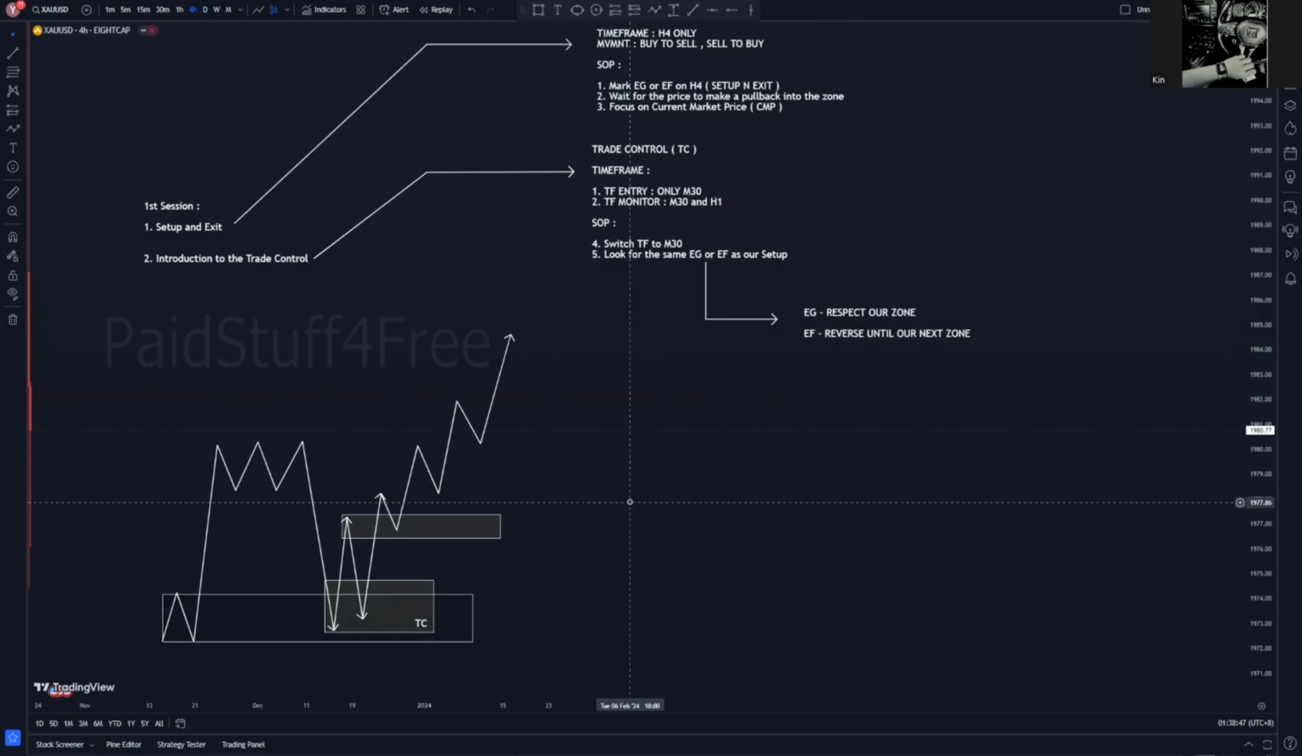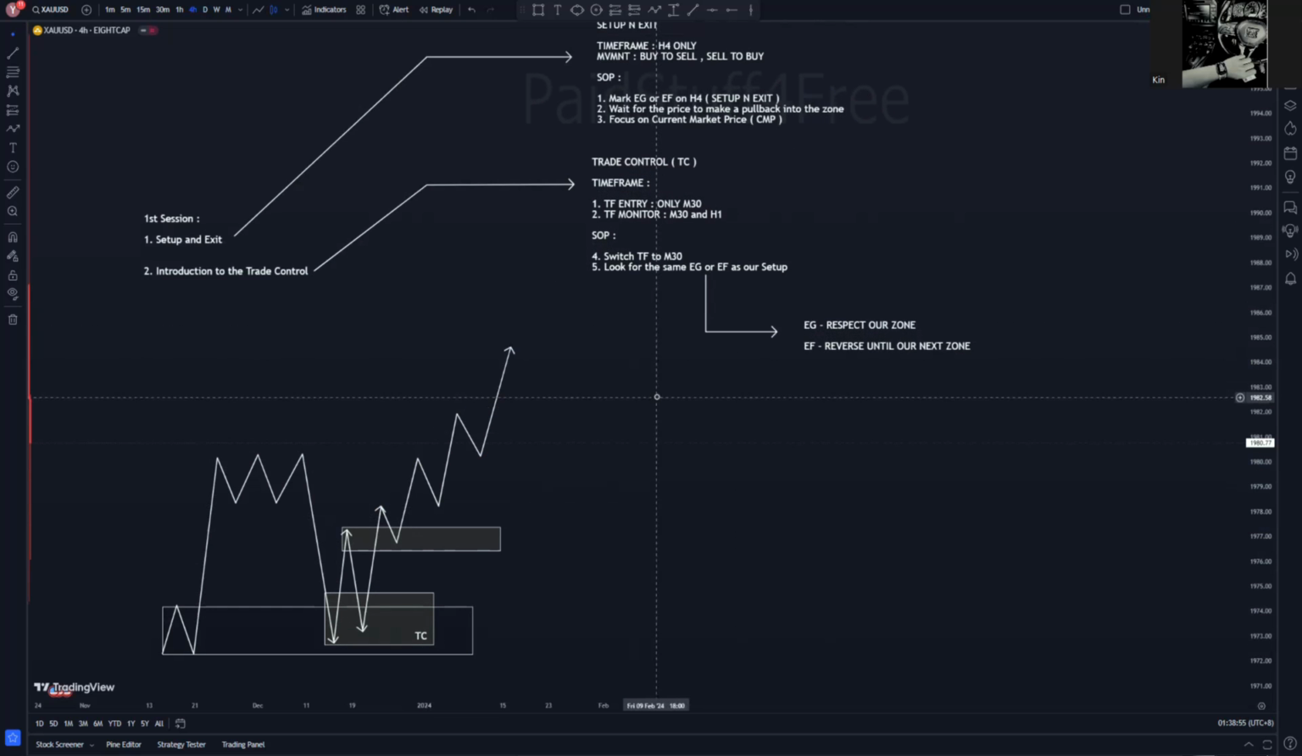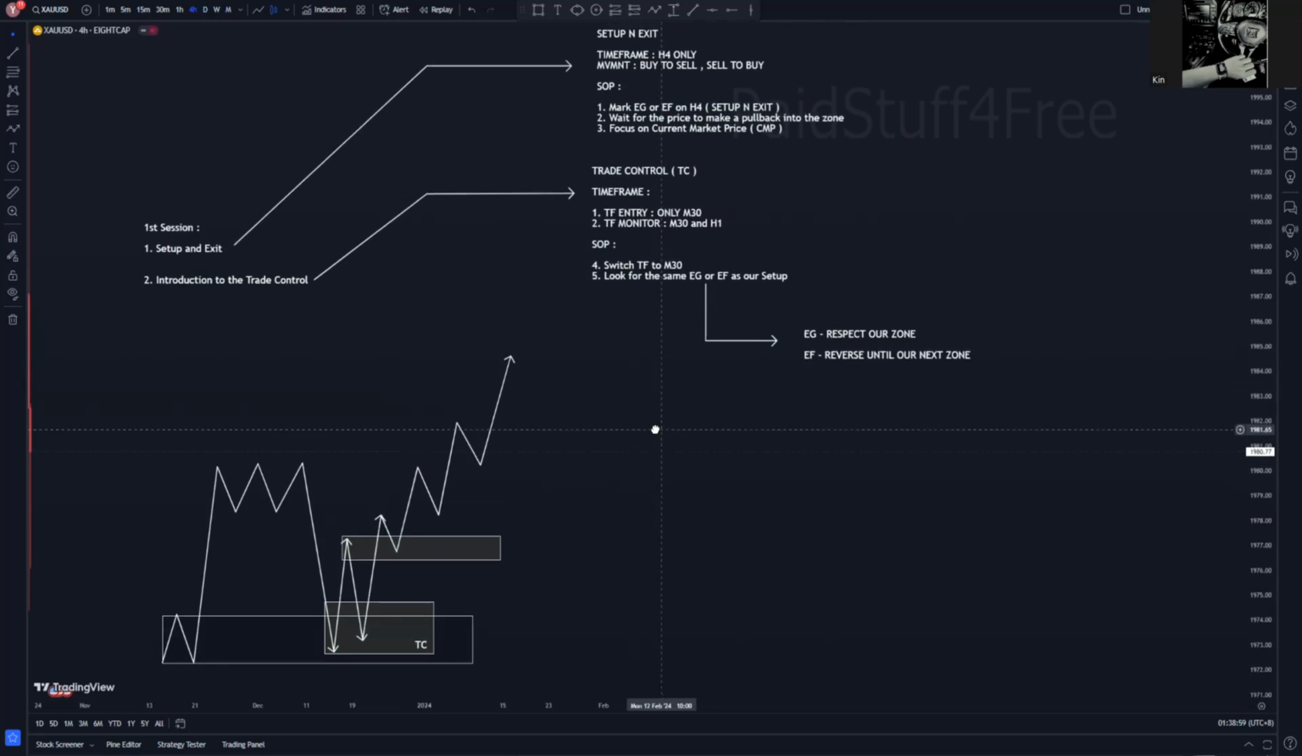No. All right. Do we ever use H1? We are going to talk about H1 on the third session. Can I annotate and ask a question? Yeah, sure thing, you can annotate. Can you show on the chart how the price can create EF without EG? Yeah, if we can find one, we will.